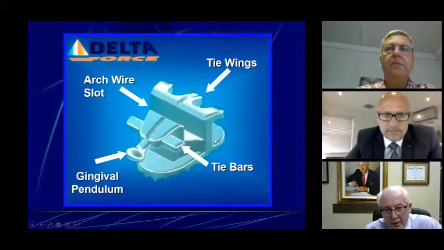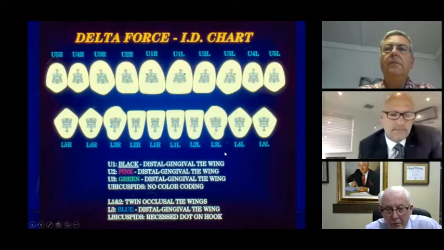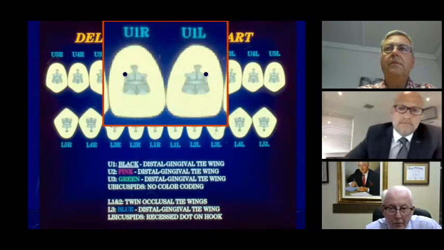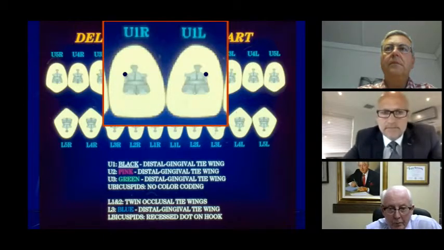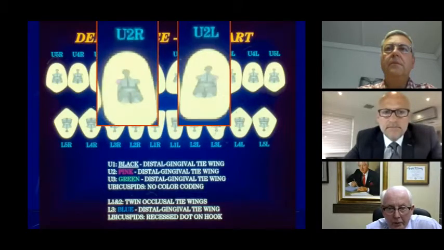So when we look at the bracket itself, it's unique in that it has 3 incisal tie wings, a pendulum, tie bars, and then the pre-adjustment is in the base and in the slot. The identification system is pretty straightforward. The angulation is what makes the difference between having a left and right bracket. Because centrals are angulated, there has to be a left and right central. The color code is black and it's on the distal tie bar. Laterals have angulations, so they have to have left and right as well. The color code for them is pink.